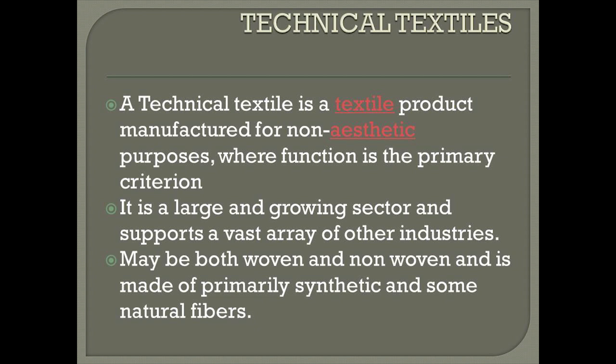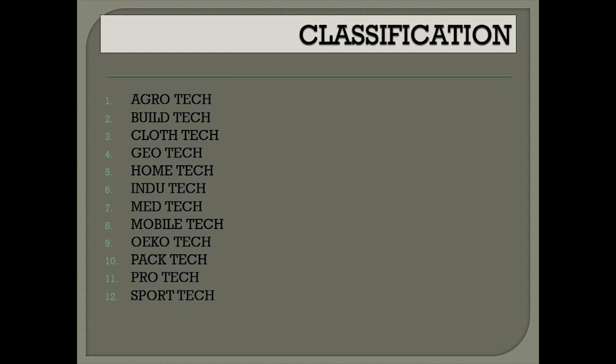of natural fibers. So classification, let's see about the classification of technical textiles. It consists of 12 sectors. Let us see one by one. There is agrotech, build-tech, cloth-tech, geotech, home-tech, indotech, med-tech, mobile-tech, eco-tech, pack-tech, pro-tech, sport-tech. So these are the 12 sectors in the technical textile sector.